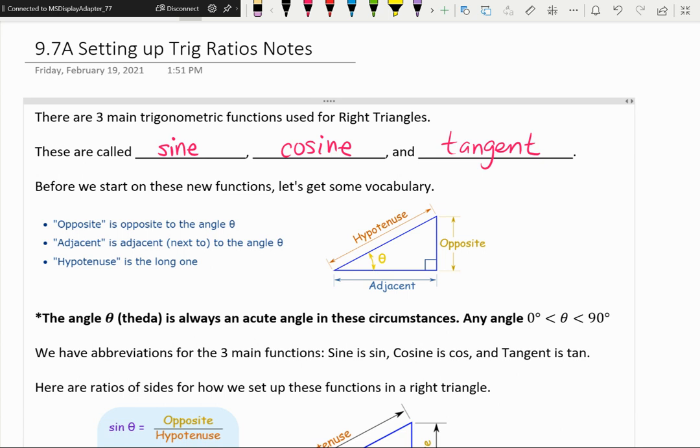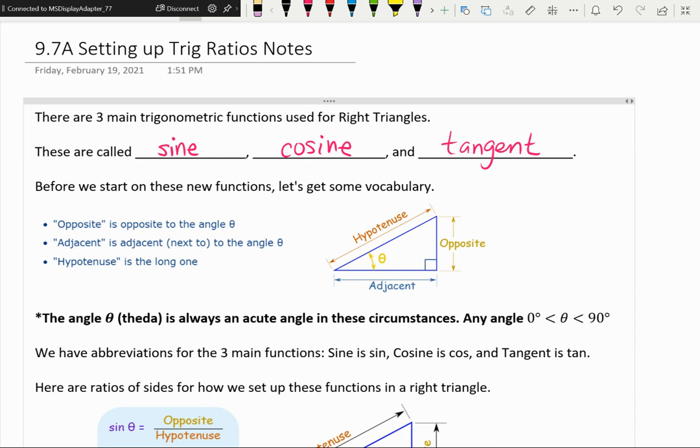So sine, cosine, and tangent can be used, in this case in right triangles, to find missing sides and missing angles. But before we get into that, we're going to talk about some vocabulary. We are only going to be working in right triangles for 9.7. And we are going to describe and define where's the hypotenuse, where's the opposite leg, where's the adjacent leg. Now, hypotenuse we've talked about before.